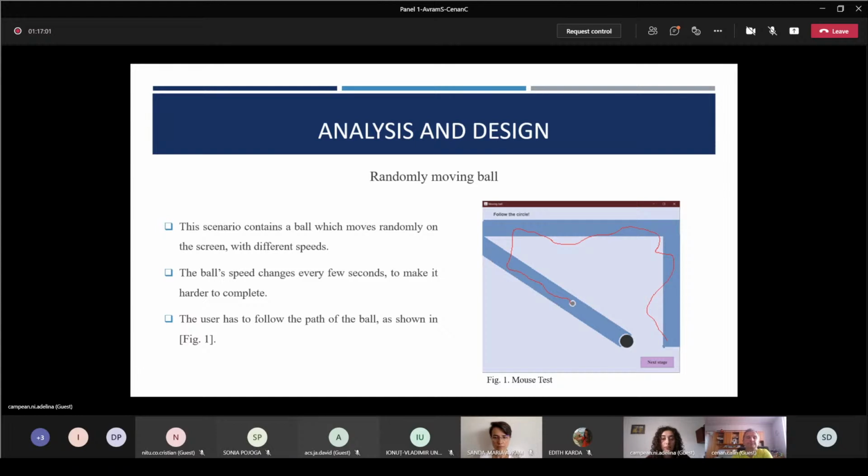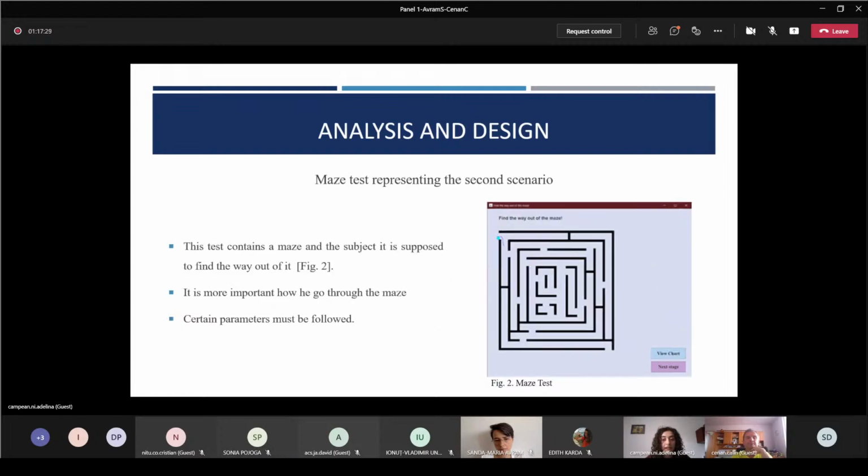The first scenario of the application contains a ball which moves randomly on the screen with different speeds. The user has to follow the ball using the mouse, and he has to concentrate on keeping the mouse as long as possible on that moving ball. The ball speed changes every few seconds to make it harder to complete and to put the user in a higher difficulty. As can be seen in this picture, the red line represents the subject's mouse and how he managed to follow the ball, and the blue line represents the path made by the ball.